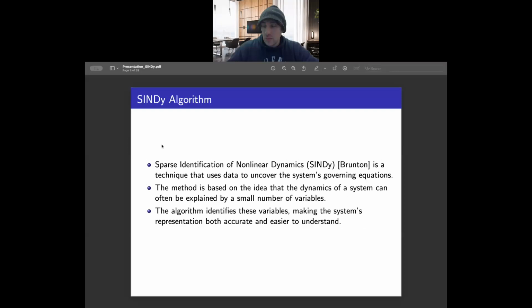This is the introduction to the SINDy algorithm, the sparse identification of nonlinear dynamics, where we have the data, and from that data we want to capture the dynamics, like what the dynamics behind that data was, or from which dynamics we got this data. So the idea is that we have the data and we want to get the equations. That is the basic idea.